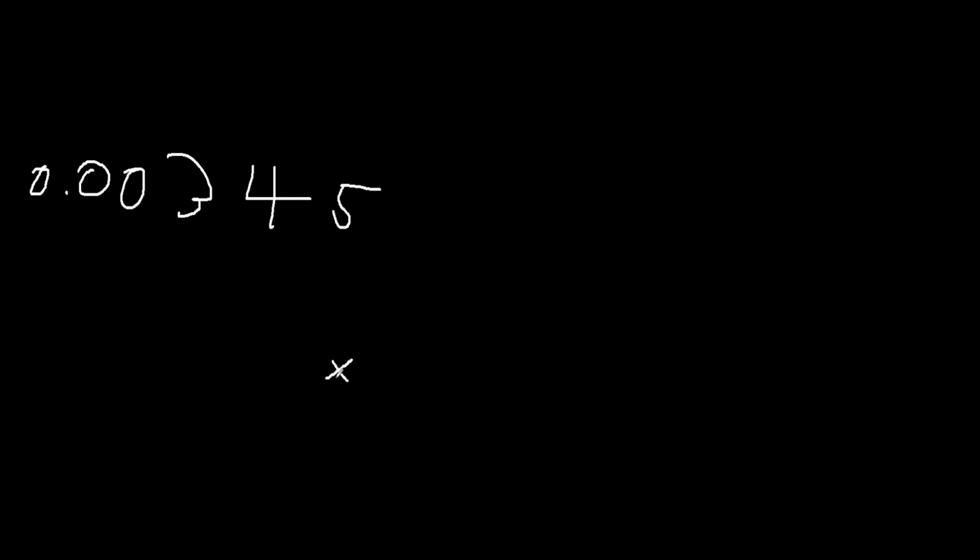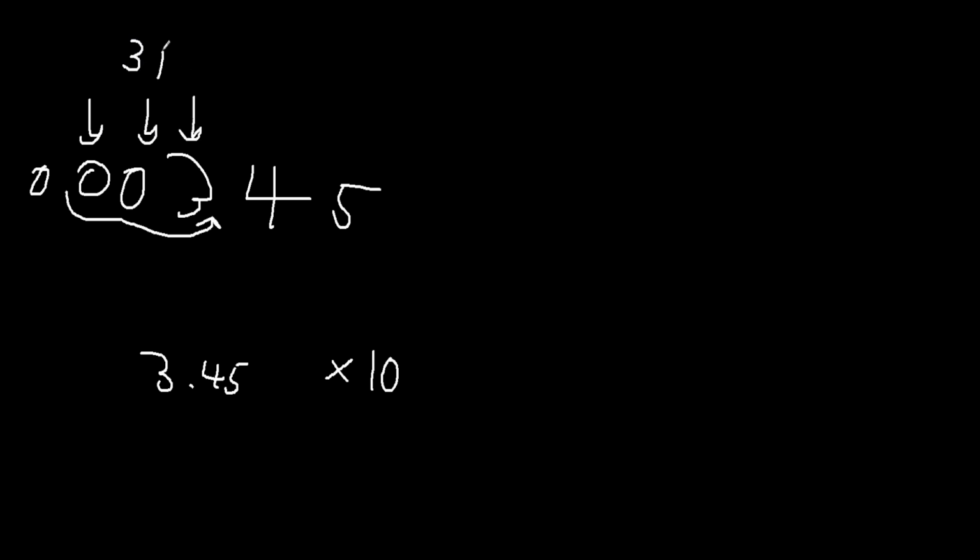So just like before, we are going to multiply by 10. We have the decimal here, and we want to move it over to here so that we have 3.45. And now we're going to count the number of places we move to the right. That's 3 places to the right. And since left gave us a positive power, right is going to give us a negative power.